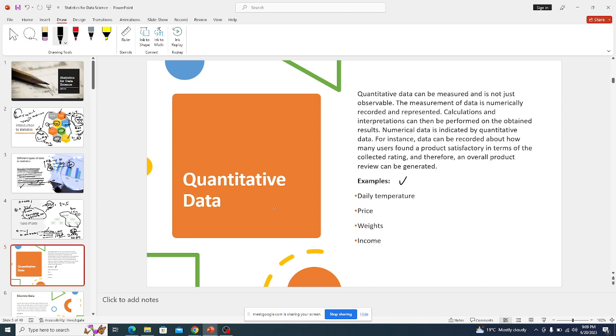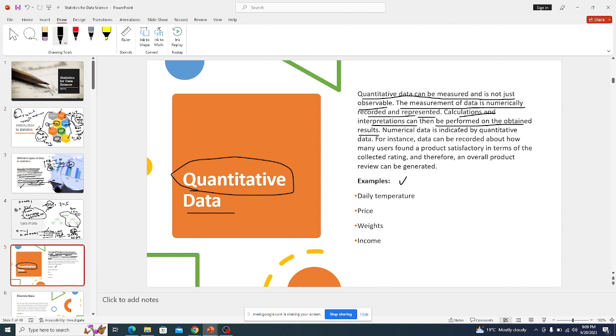All right, now let's start. I want us now to briefly discuss quantitative data, an in-depth discussion, and see what we have on our notes. Quantitative data can be measured and is not just observable. The measurement of the data is numerically recorded and represented. Calculations and interpretations can be performed to obtain results, meaning you can do some calculations.